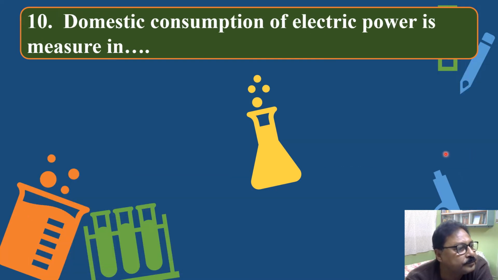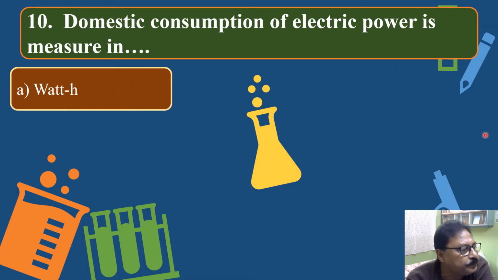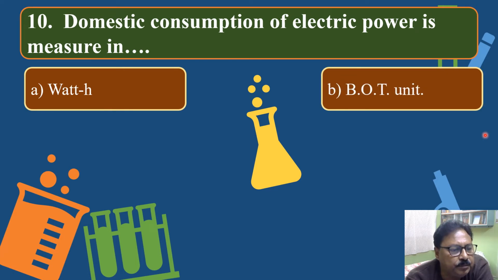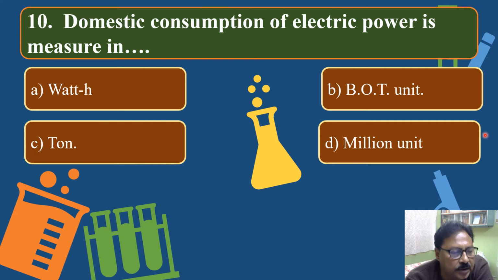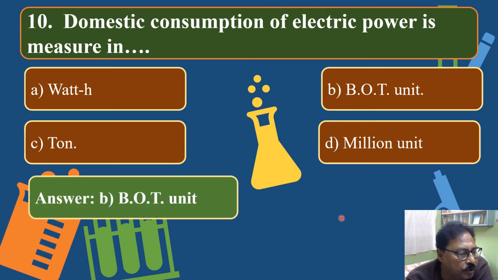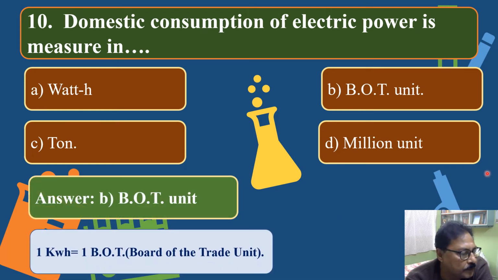Next, domestic consumption of electric power is measured in: option A, watt hour. Option B, BOT unit. Option C, ton. Option D, million unit. The correct answer is option B, BOT unit. 1 kilowatt hour is equal to 1 BOT, Board of Trade unit.